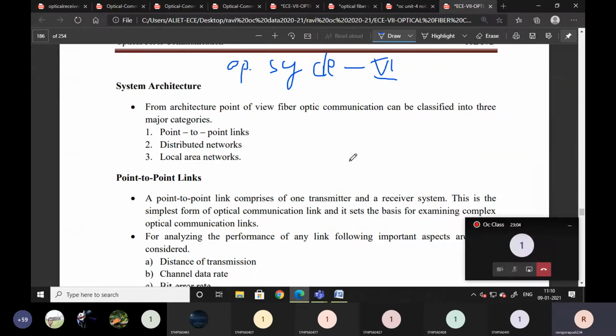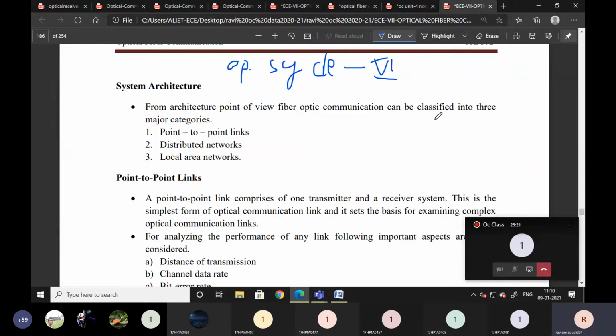Optical system design. In this, we are going to design one full-fledged optical communication system. The system consists of some basic points from the architecture point of view.